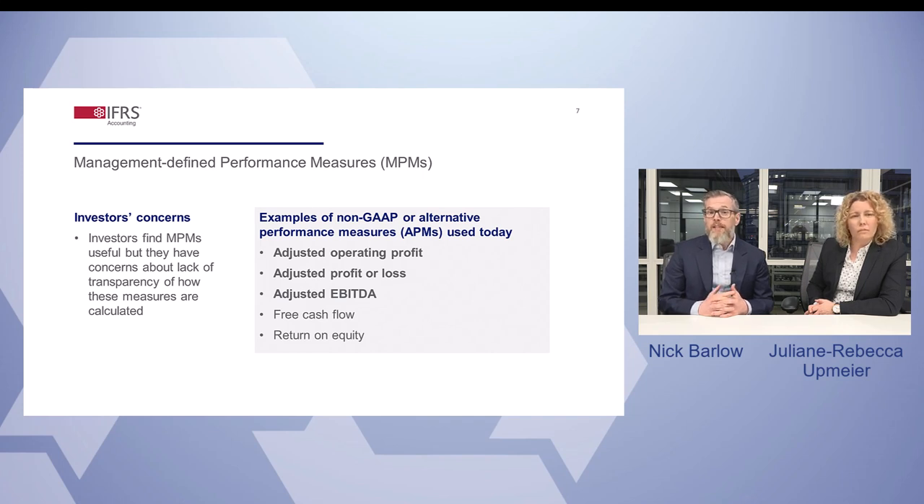As they will be disclosed in the financial statements, they will also be subject to audit. The scope of MPMs is a reflection of the focus of the project on the statement of profit or loss. Therefore, measures such as adjusted operating profit and adjusted profit are included within the scope, while measures such as free cash flows and return on equity are excluded.